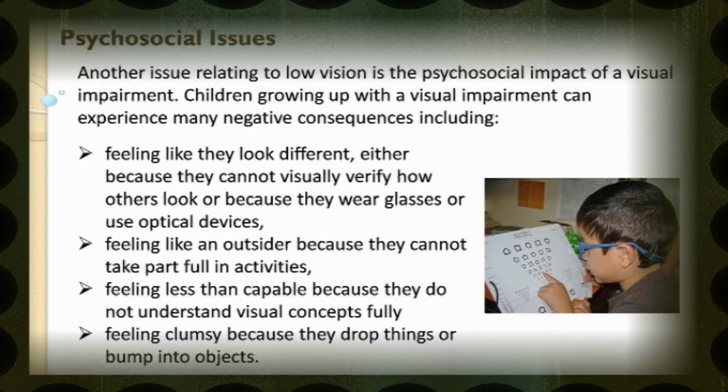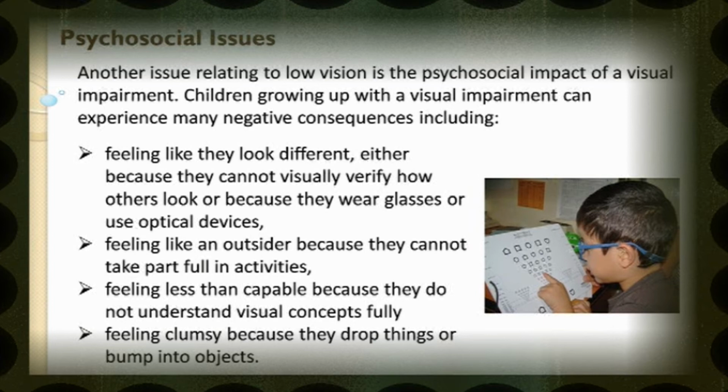Now, let us discuss psychosocial issues. Another issue relating to low vision is the psychosocial impact of a visual impairment. Children growing up with a visual impairment can experience many negative consequences, including feeling like they look different either because they cannot visually verify how others look or because they wear glasses or use optical devices. Feeling like an outsider because they cannot take part fully in activities.